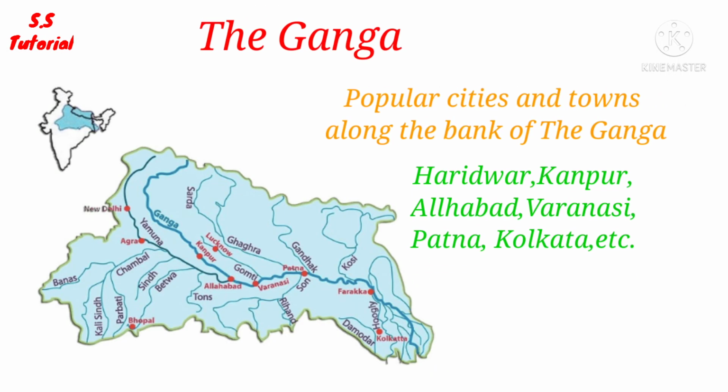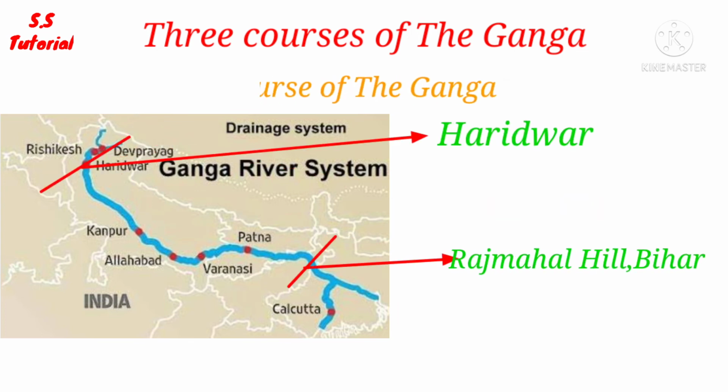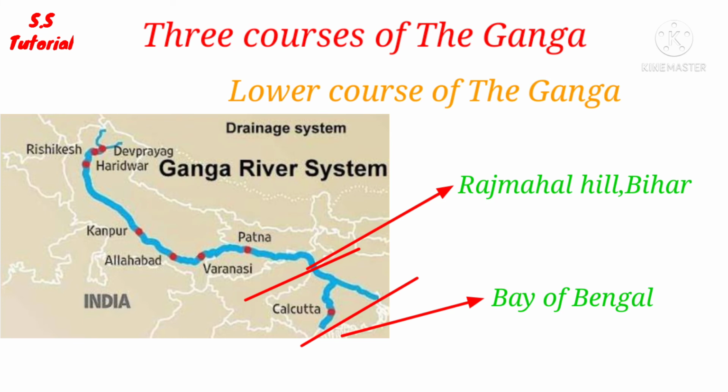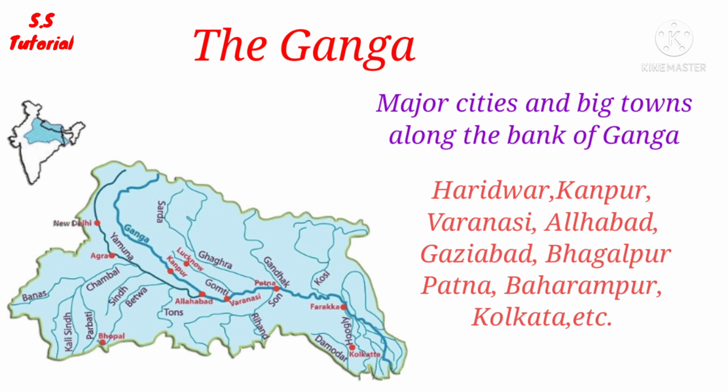There are many popular cities and big towns situated on the bank of Ganga. They are Haridwar, from where the middle course of the river Ganga starts. Here we must know that the upper course of Ganga stretches from Gomukh to Haridwar. Middle course of Ganga stretches from Haridwar to Rajmahal Hills, and lower course of the Ganga stretches from Rajmahal Hills to the Bay of Bengal. Other popular cities and big towns situated on the bank of Ganga are Kanpur, Allahabad, Varanasi, Mirzapur, Ghaziabad, Patna, Rishikesh, Bhagalpur, Baharampur, Kolkata and so on.